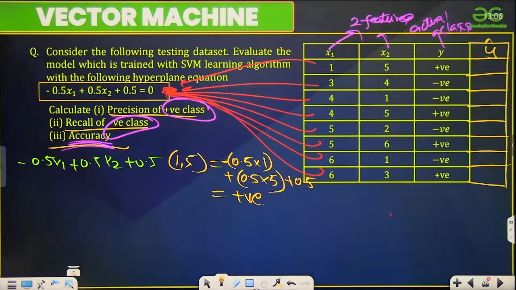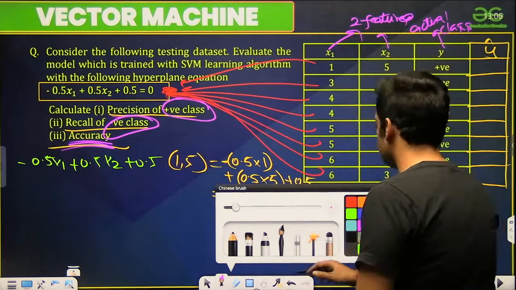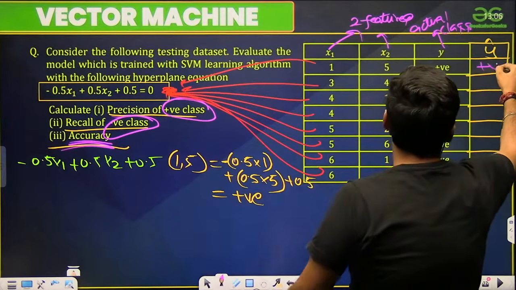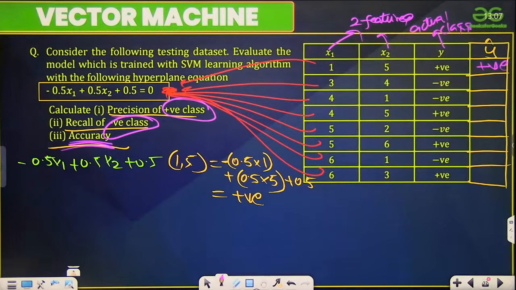So that means, what is the prediction using the SVM algorithm? The first point prediction using the SVM algorithm is what? That is positive. Okay, similarly check for the other points.